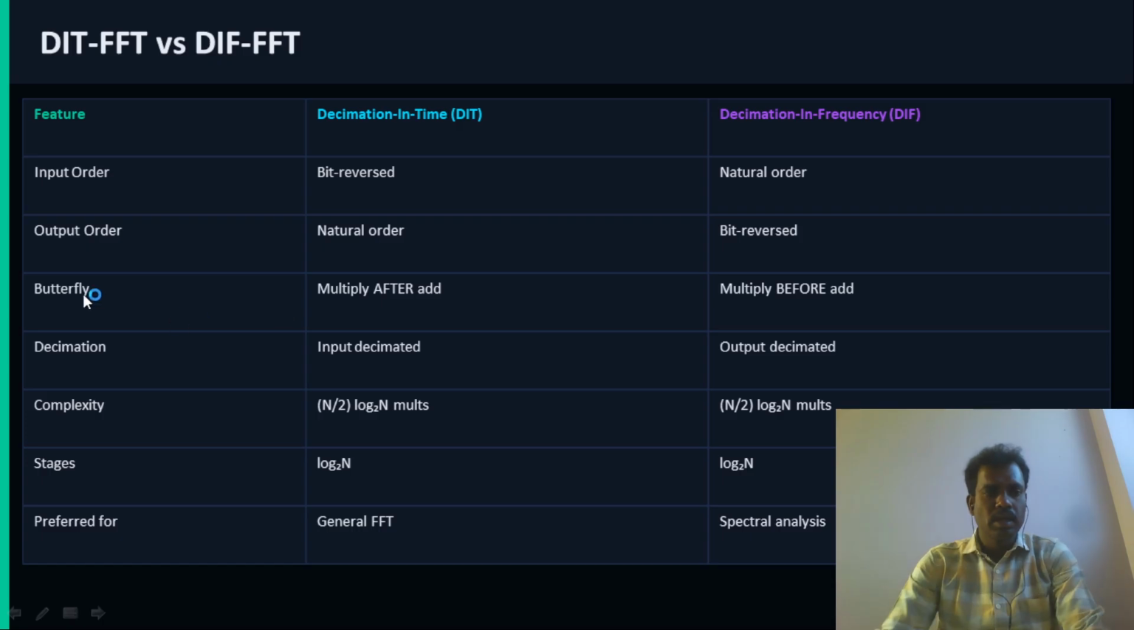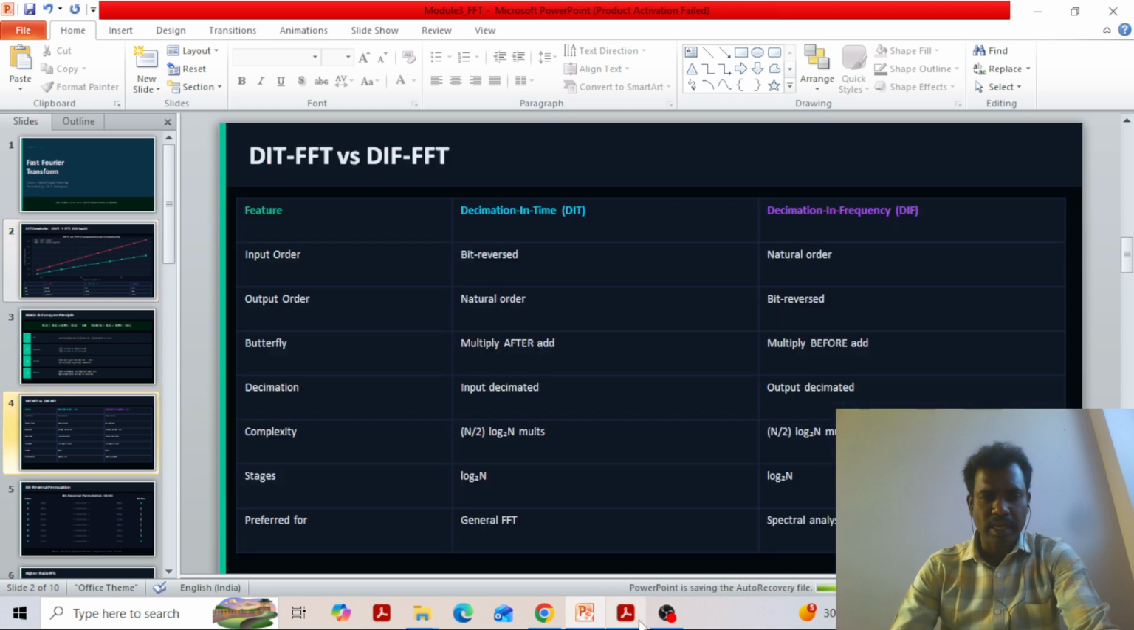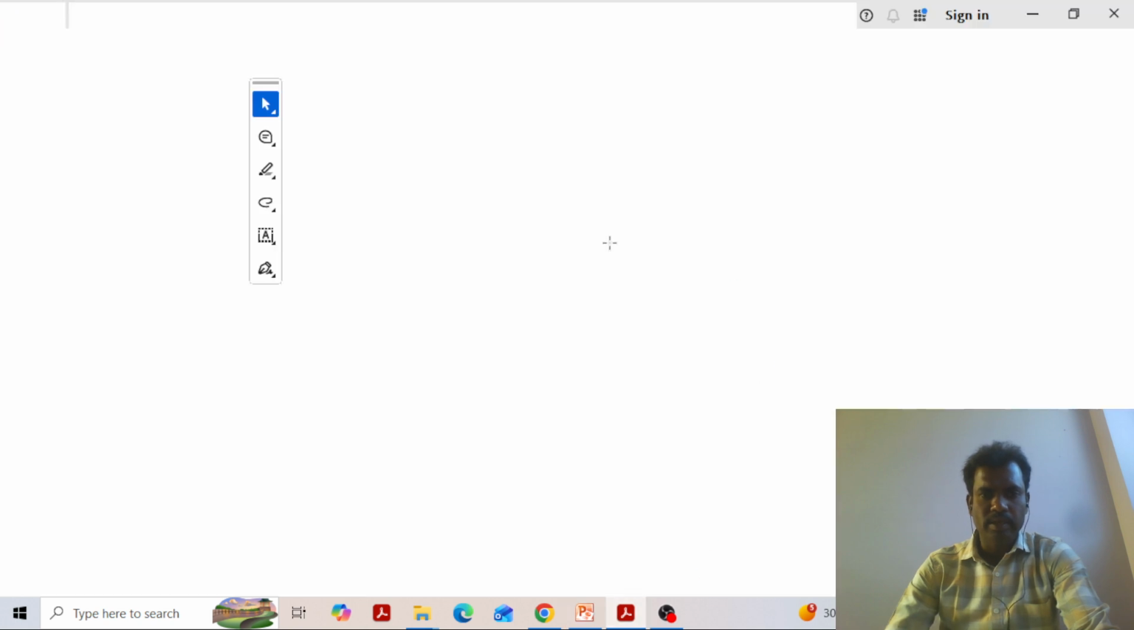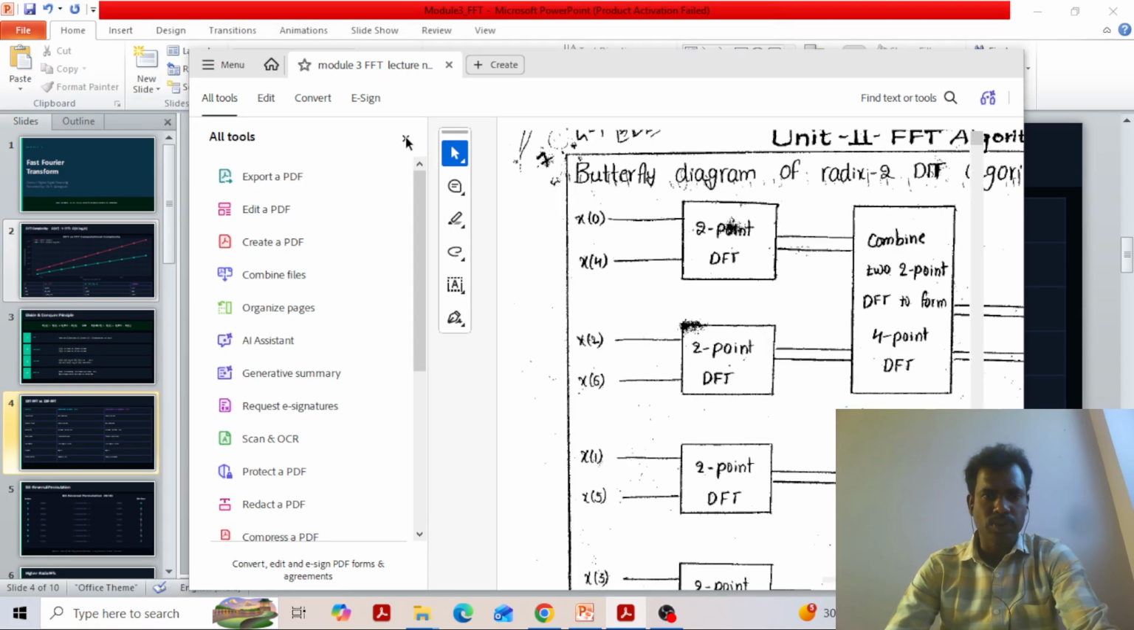Now, what is this butterfly? Let's see the butterfly diagram, and then we'll go for the difference between the butterfly diagrams we use in decimation in time and decimation in frequency. So let us see this butterfly diagram, and then we'll discuss the difference between these two.